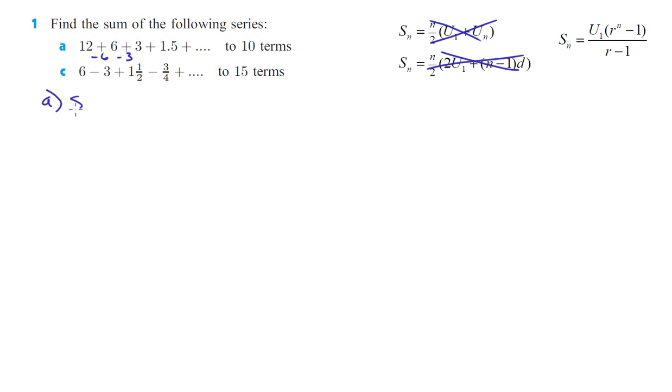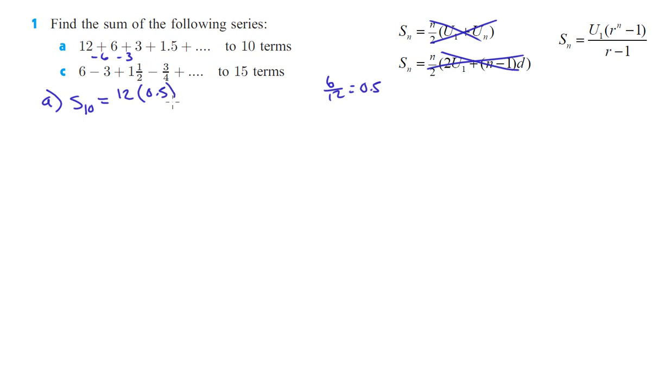So S, the sum of the first 10 terms of the geometric sequence. First term is 12, all times R, which is the rate. So to figure out the rate, remember we take the second divided by the first. So 6 divided by 12 is 0.5. 3 divided by 6 is also 0.5, so we know that's the rate.